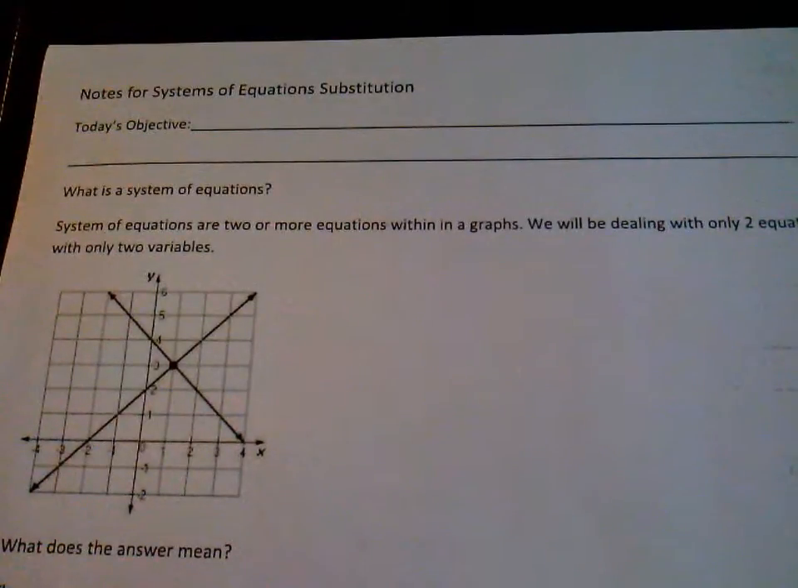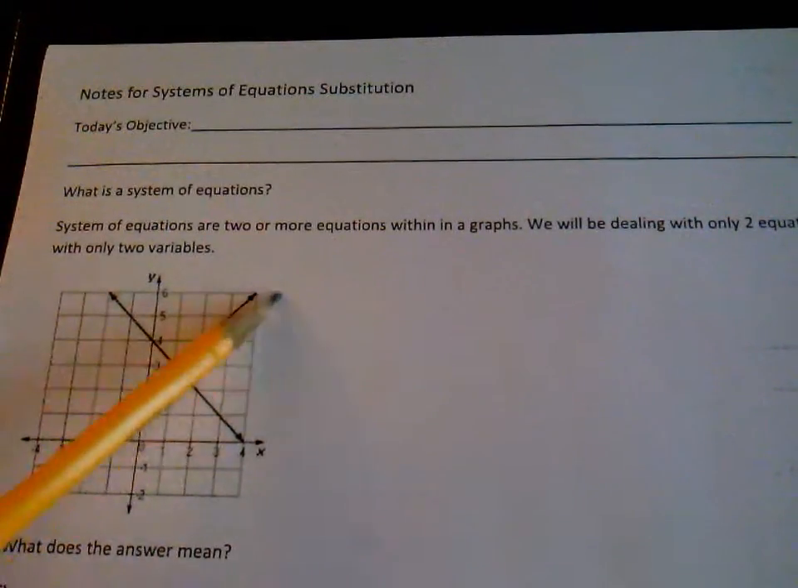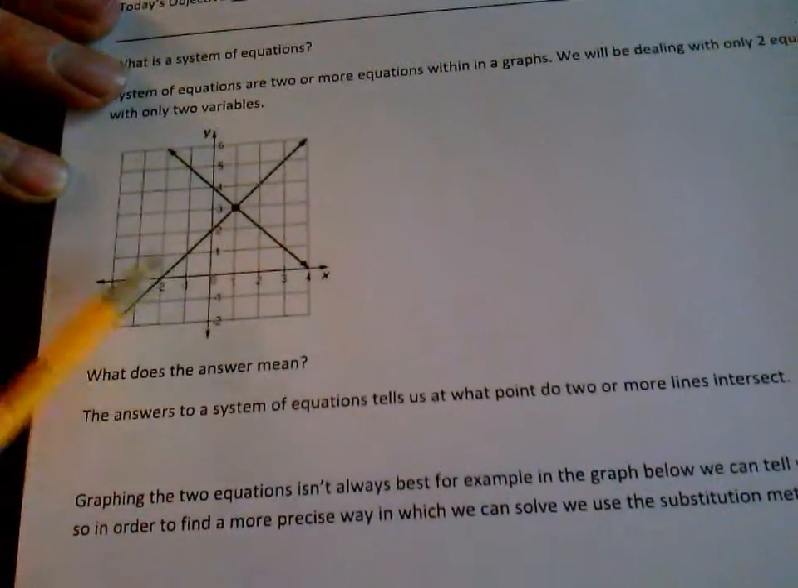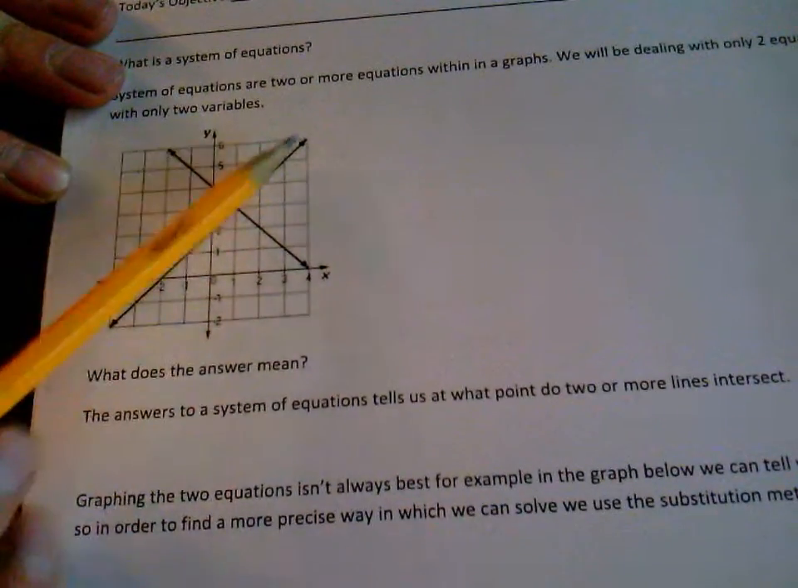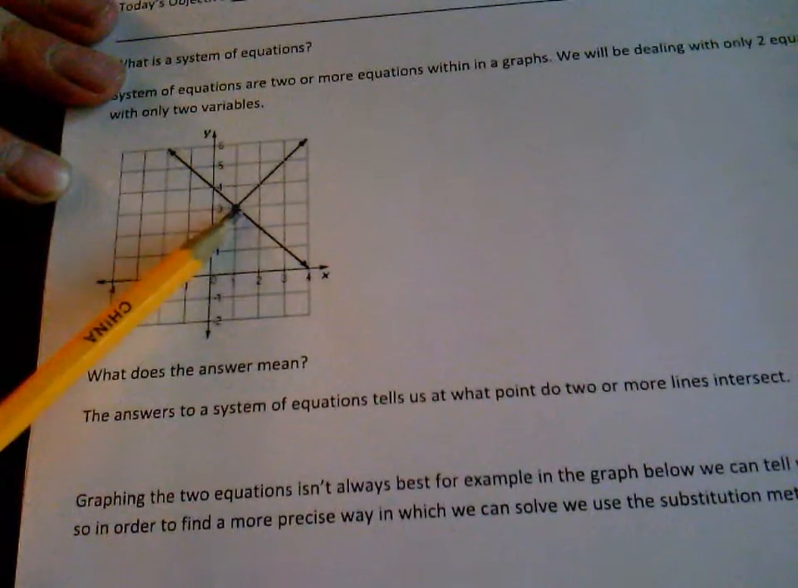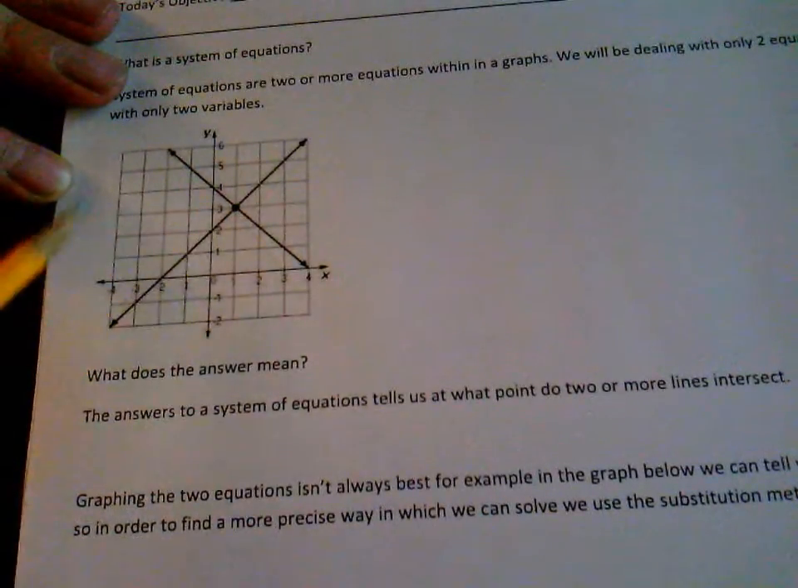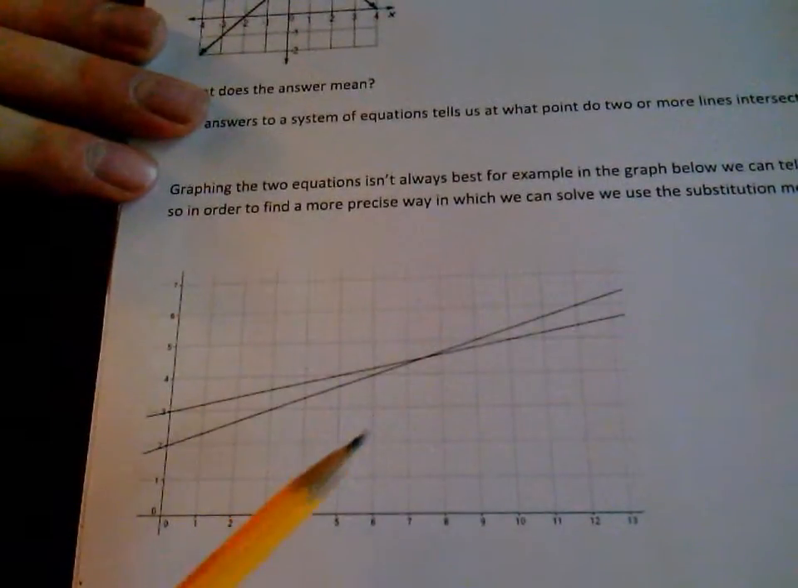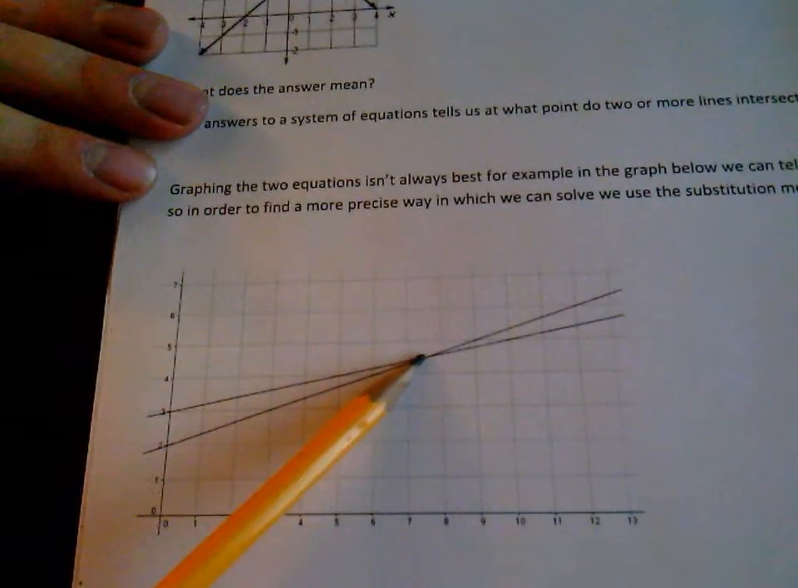A system of equations is two or more equations within a graph. We will be dealing with only two equations and with only two variables, meaning it's just two lines on a graph. The answer to one of these is where they cross. For example, the answer to this one would be this point right here at (1, 3), because that's where the two lines cross. Now, it's not always easy to tell exactly where the point is.